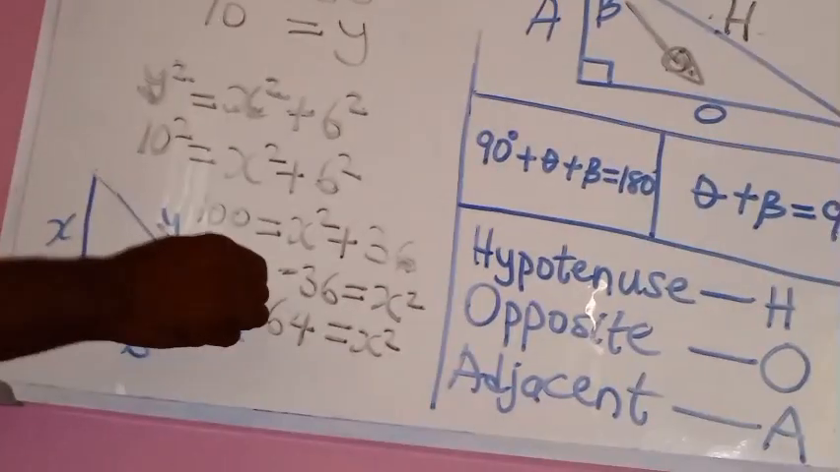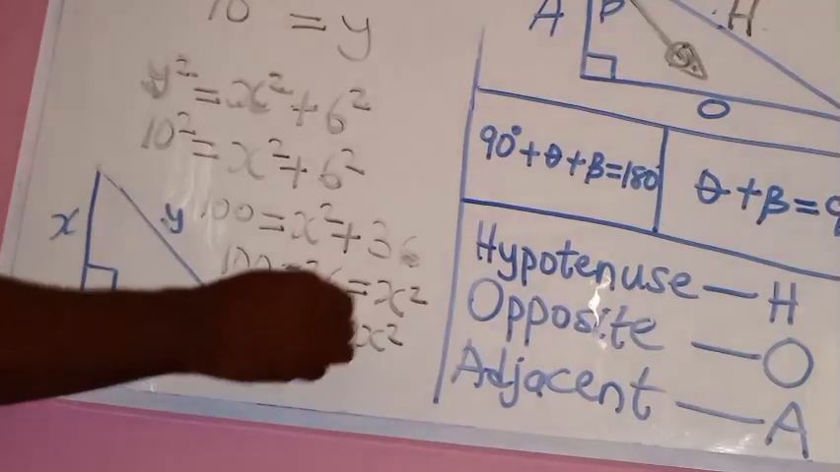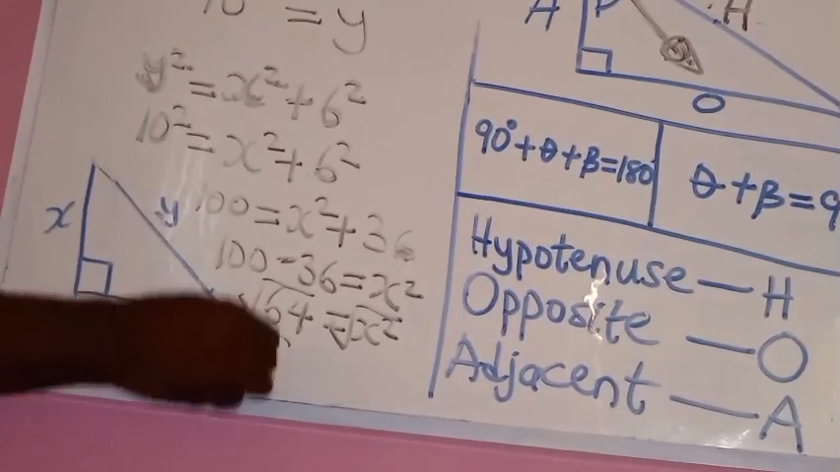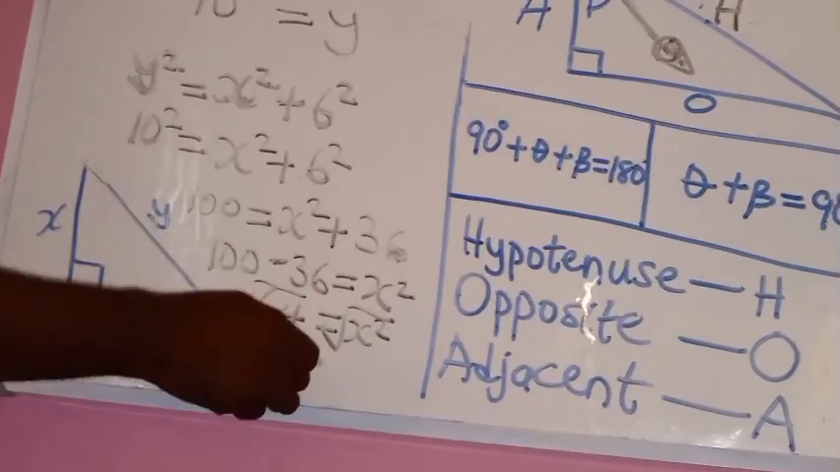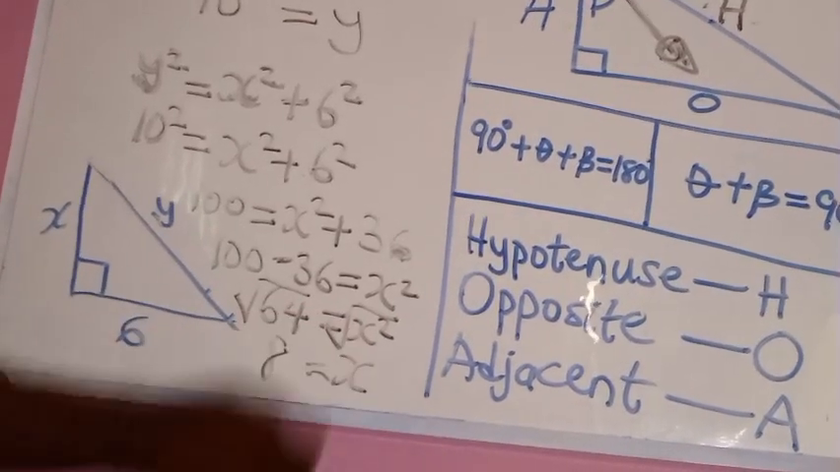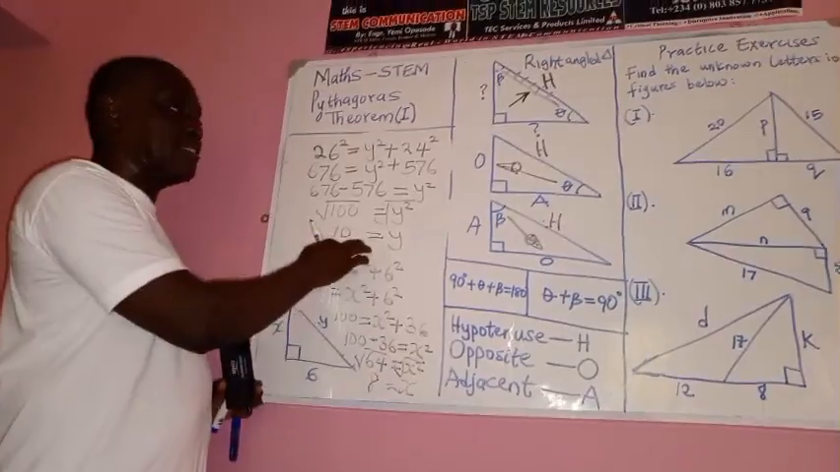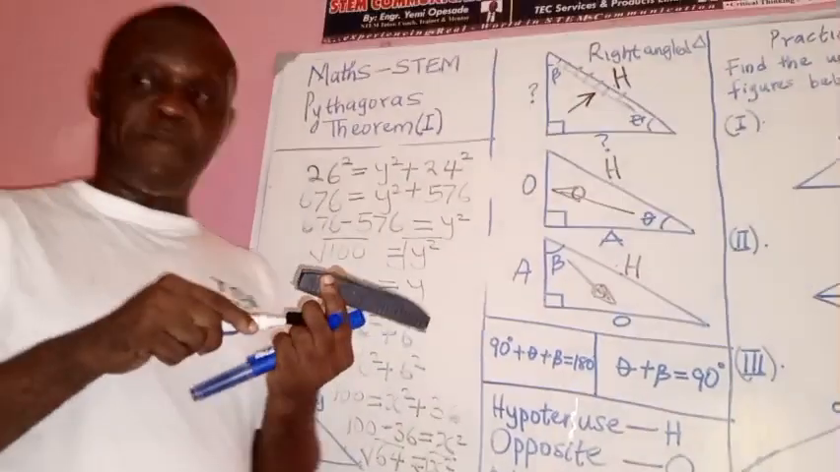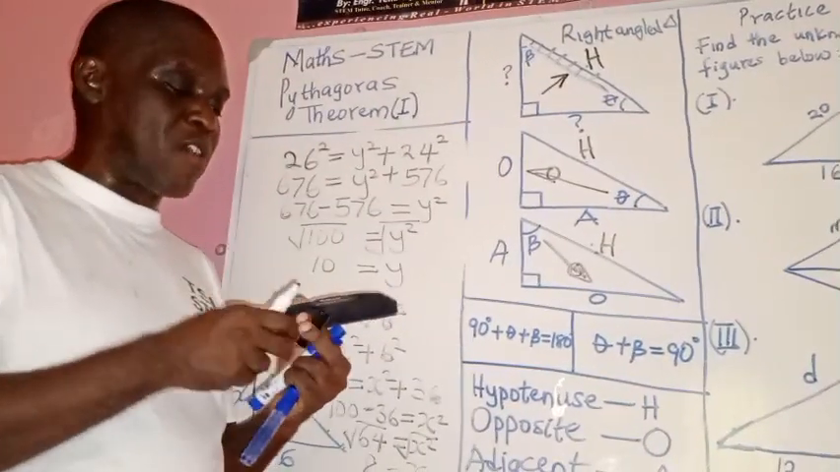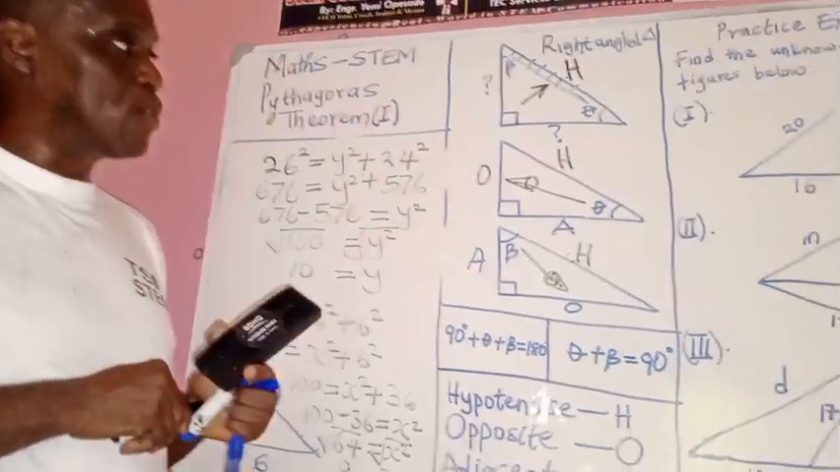So to find x now, you find the square root of both sides, okay? The square root of 64 is 8. The square root of x squared is just x. So we have known our values of x and y to be 8 and 10 respectively. That is application of Pythagoras Theorem. So we have some exercises here for you to do.